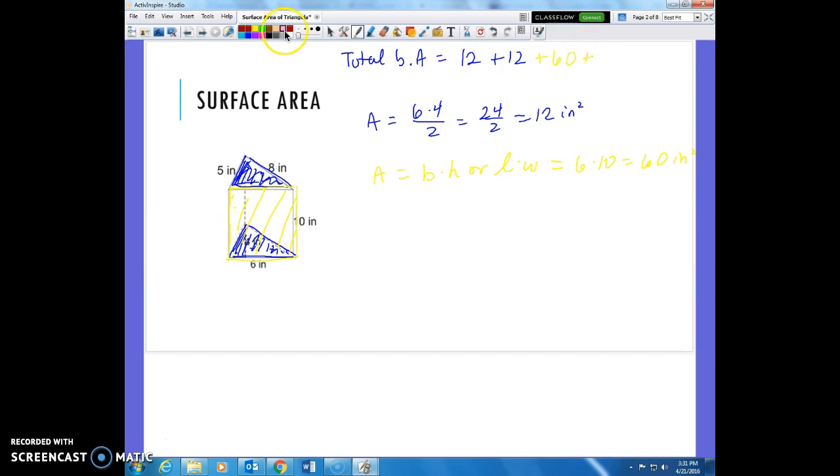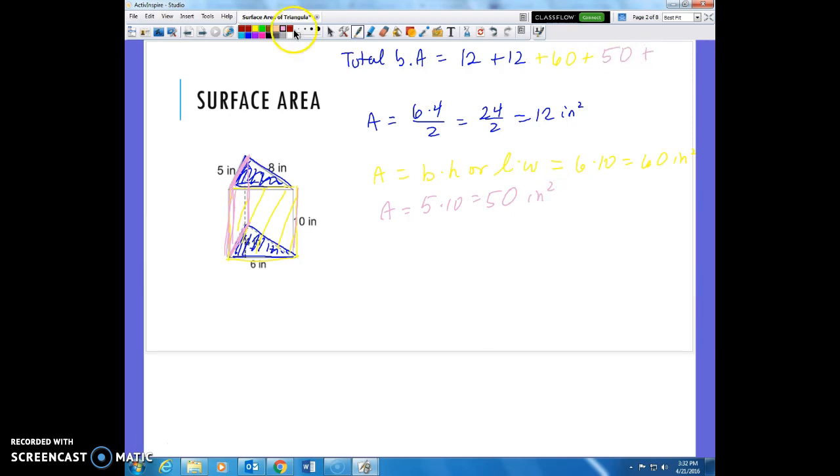And I have more surface area to talk about. I have this rectangle over here. And it has a width of 5 and a height of 10. So again, we have this rectangle over here. This distance is 5 times 10 for the height. 5 times 10 equals 50. So there's another piece of my surface area.